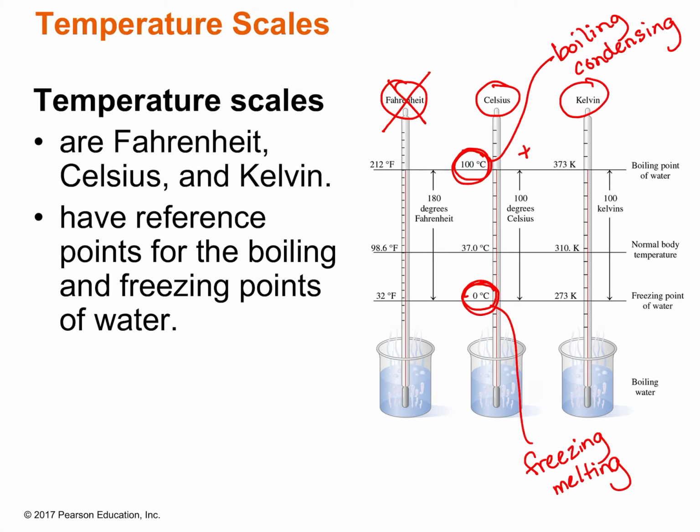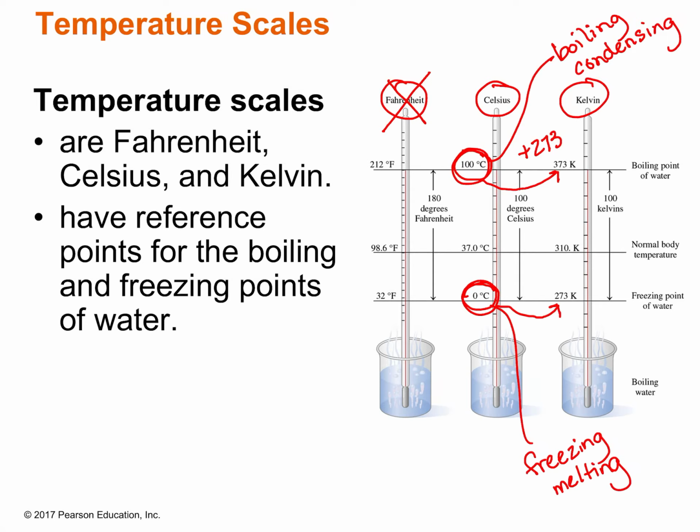Kelvin scale, the way that we're going to get to Kelvin, and we're going to talk about this, is we're just going to add 273 to whatever it is in Celsius. So 100 plus 273 gets you 373, and 0 plus 273 gets you 273. The whole point of the Kelvin scale is that you can never have a negative temperature in Kelvin.